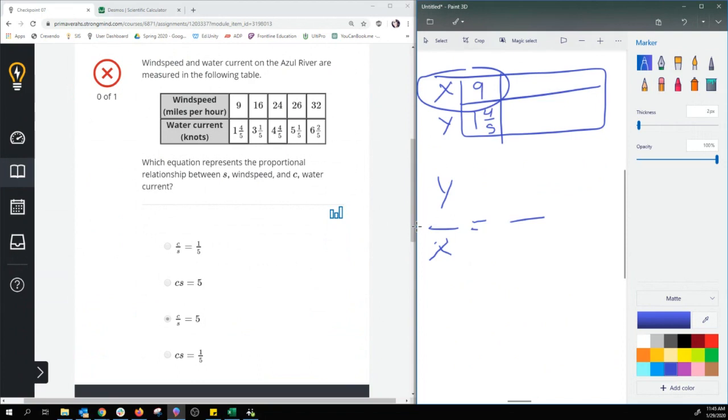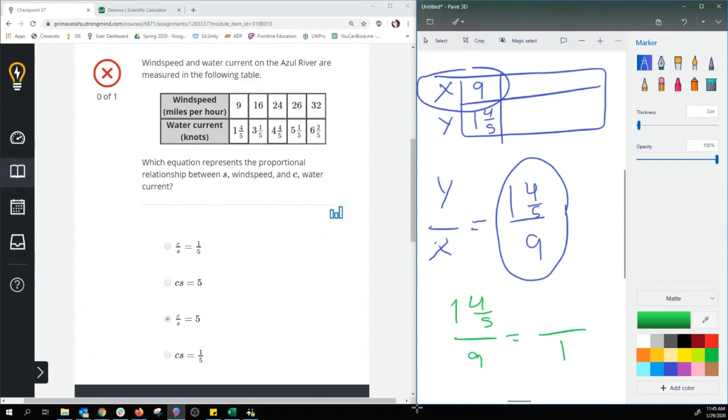On bottom. Perfect. So 9 is going to go on bottom, which means 1 4/5 is going to go up top. Now I'm going to take this fraction here and plug this into Desmos so that way I can figure out what my unit rate is. My goal is to have this 1 4/5 over 9 to be a 1 in the bottom. So I need to divide this 1 4/5 by 9 to get my unit rate.